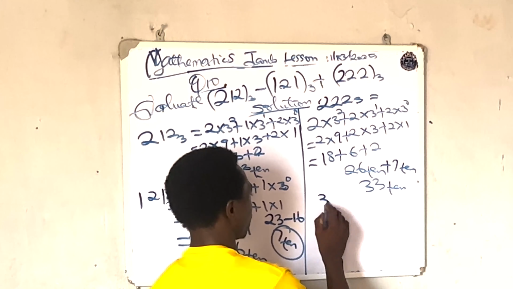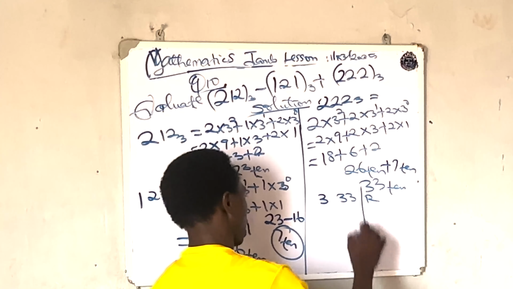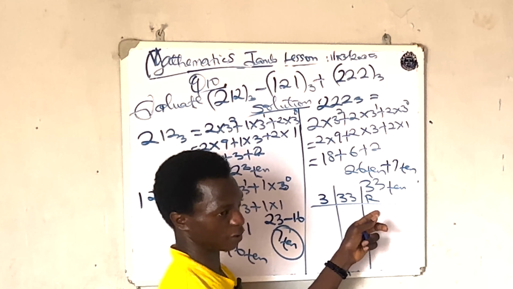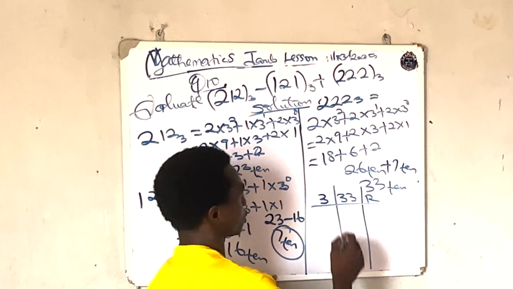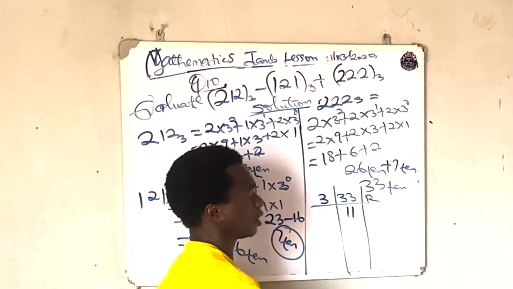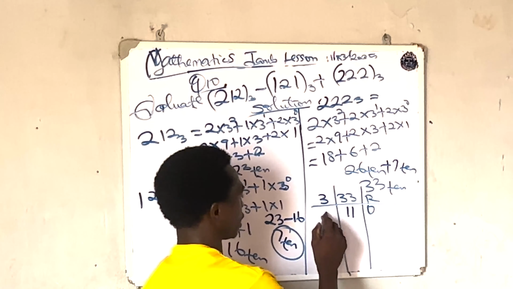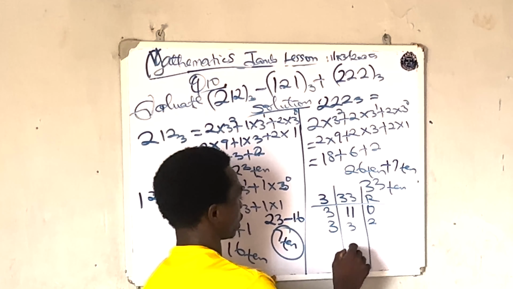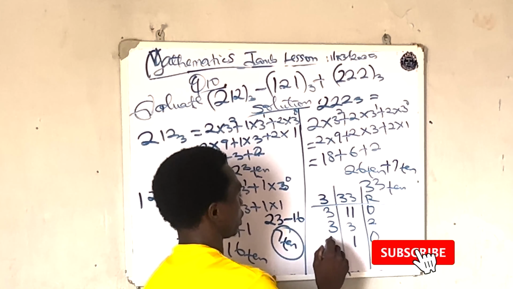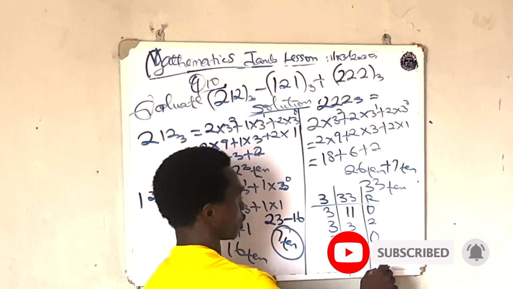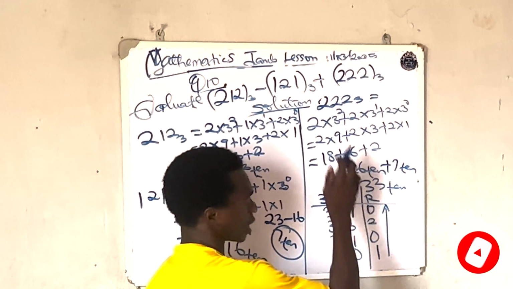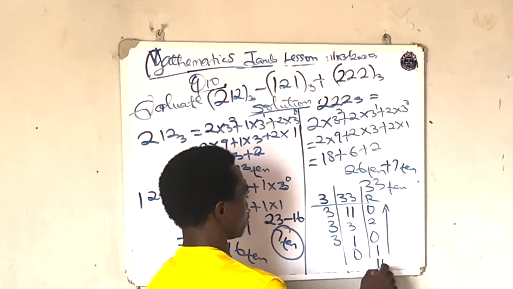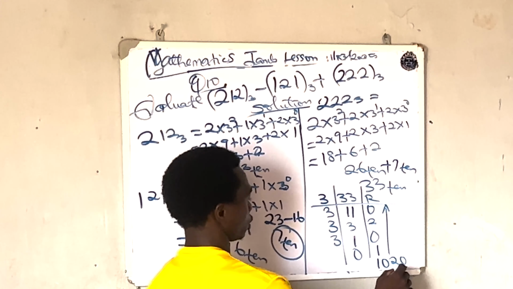So you're going to have 3 here and 33 and your R, so you can change it back to base 3. The R stands for the remainder when you divide. So 3 into 33 gives us 11, nothing remains. 3 into 11 gives you 3 and 2 will remain. 3 into 3 gives you 1, nothing will remain. 3 cannot go into 1, so 0, and 1 remains. To get your answer, you start writing from the last remainder up: 1, 0, 2, 0.